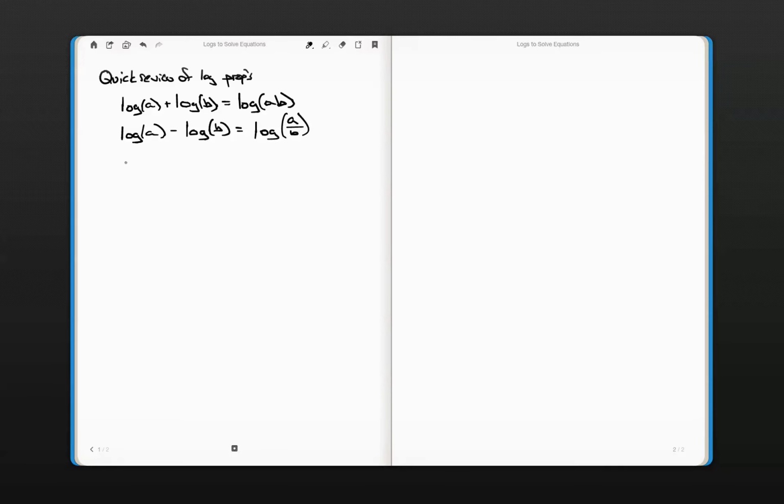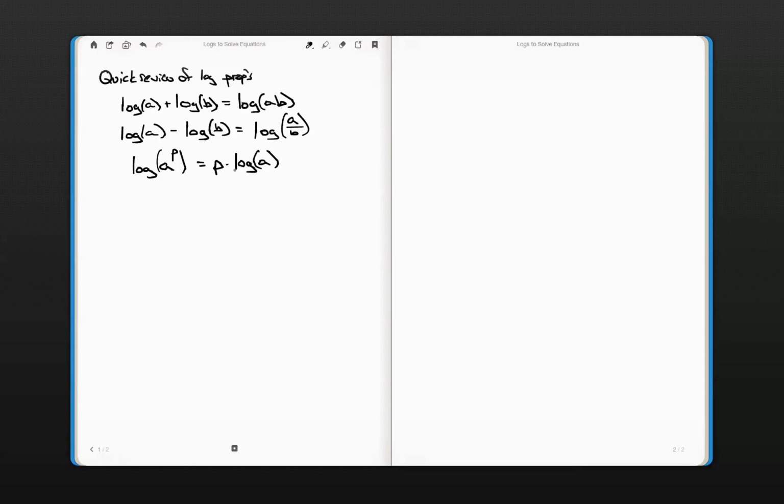Right? And then finally, this was kind of an interesting one, that the log of A to the P power, right, if it's A to the P, well, that's kind of like A times A times A times A, which means we can add them all up, which means that this becomes P times the log of A. This is one of the most useful ones. We can take this exponent and put it out front of the logarithm. All right, so that's that.